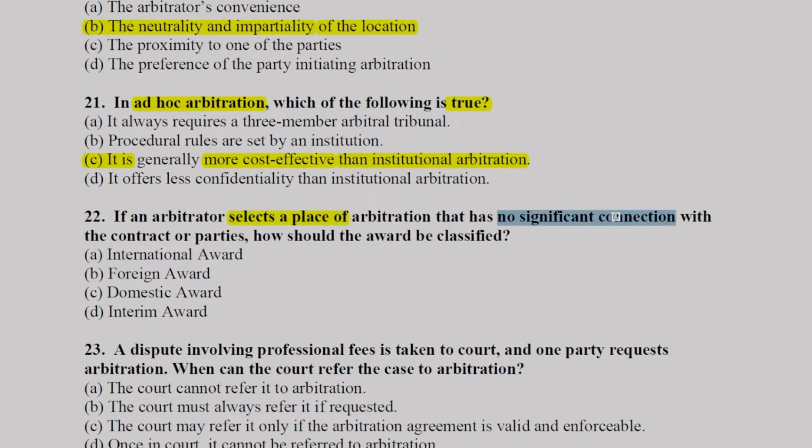If an arbitrator selects a place of arbitration that has no significant connection with the contract or parties, how should the award be classified? International award, foreign award, domestic award, interim award. So the answer is C, domestic award.